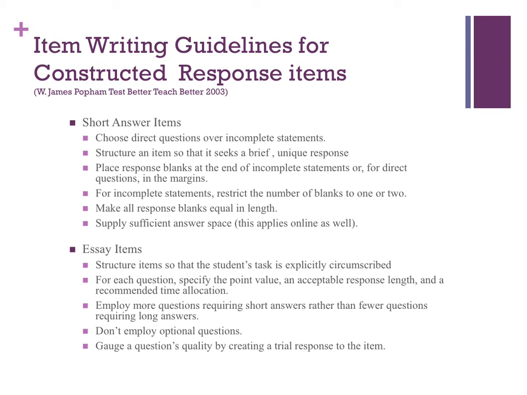So, some general item writing guidelines for constructed response items. Having had a look through the examples, let's have a look at the short answer ones. So, choose direct questions over incomplete statements. Structure an item so that it seeks a brief, unique response. It's really a key that in short answer questions it is not possible to have multiple answers. The oxygen question that we talked about was very, very broad and therefore would cause problems for the students, and in particular would cause a lot of problems for the teachers marking it.